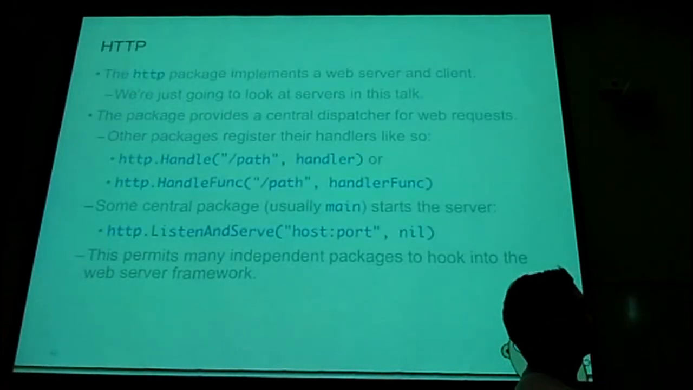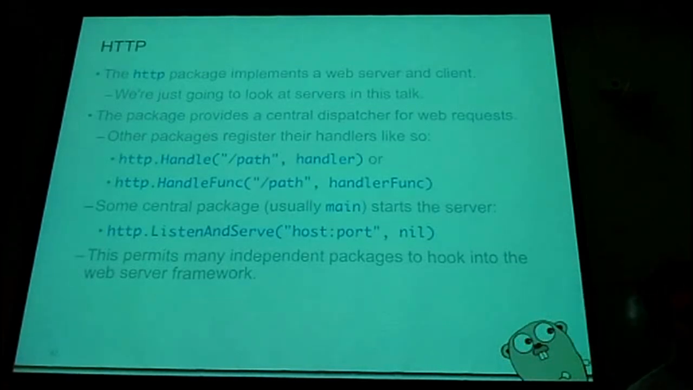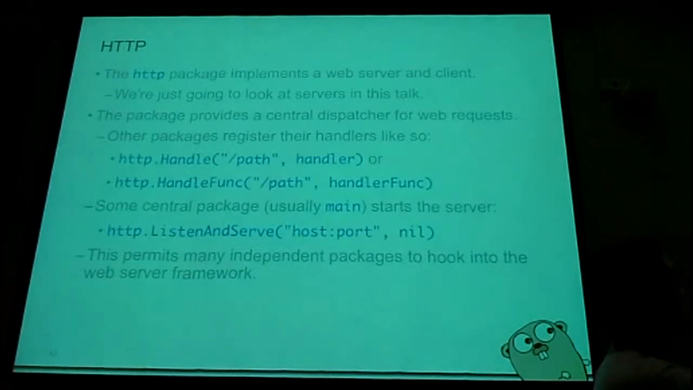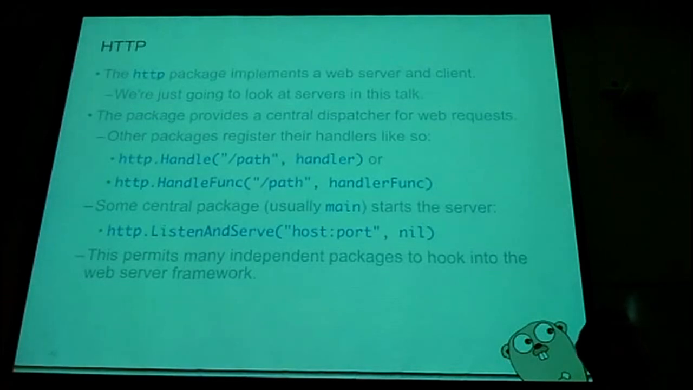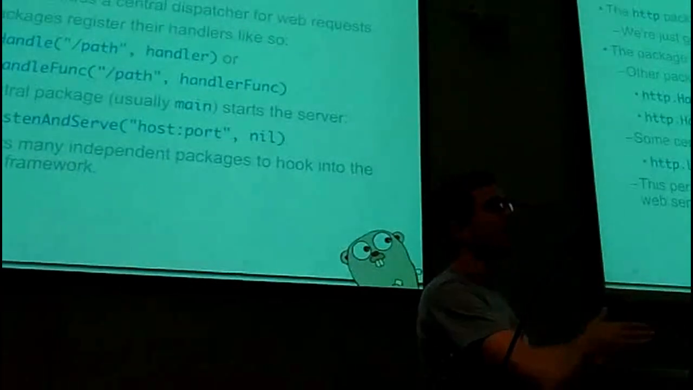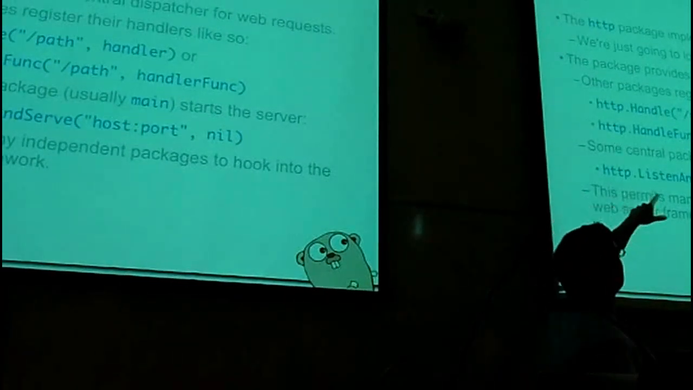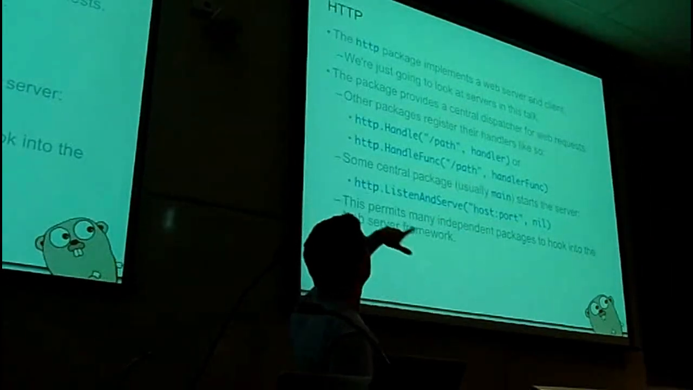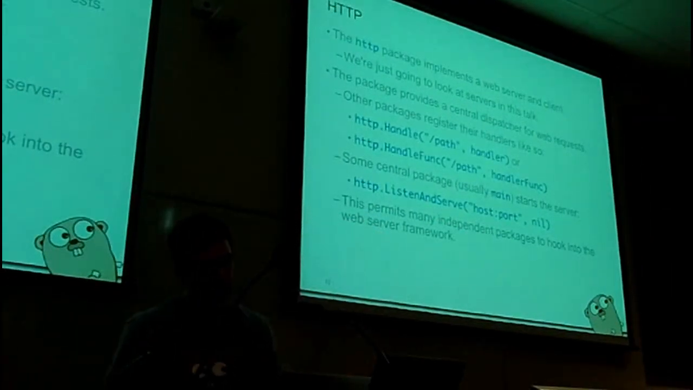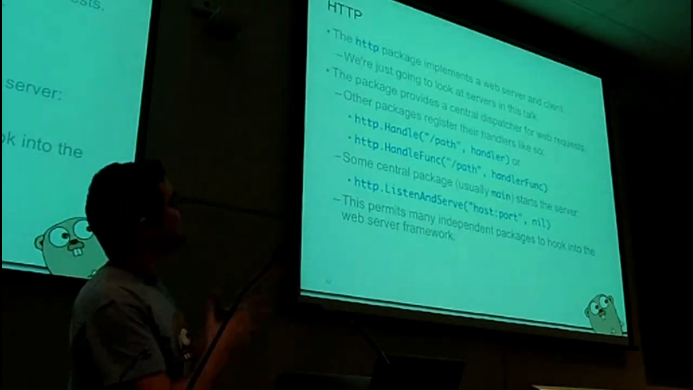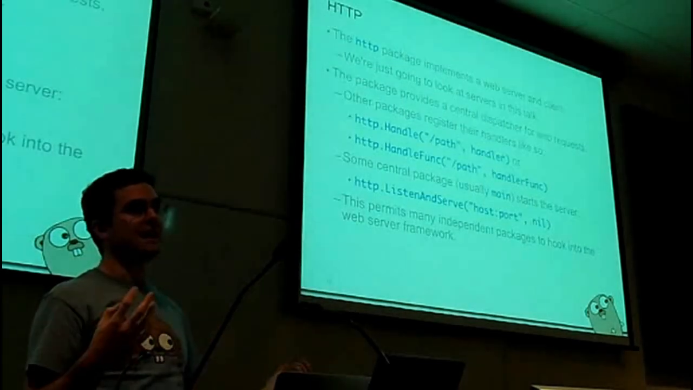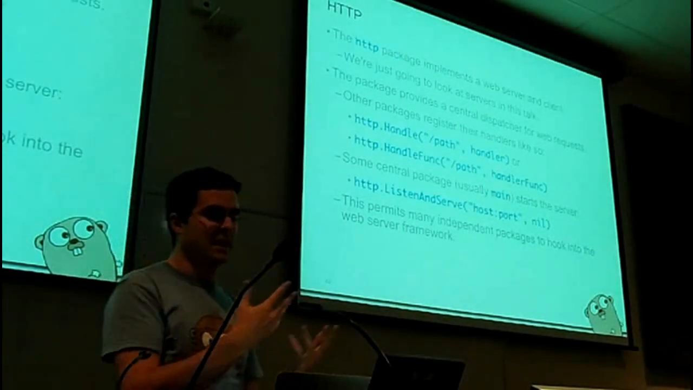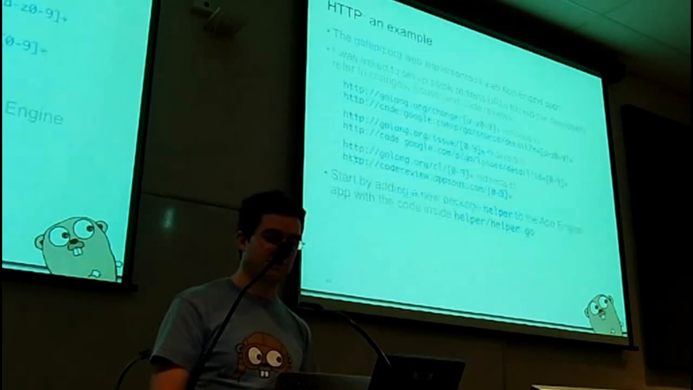We've already seen a bit of the HTTP package, but I'll give you another example of creating HTTP handlers. As I mentioned, the HTTP package has a central muxer, which you can register paths with. So you register a handler with a given path, by calling the handle function to register a handler object, or handle func to register a handler function. This means that many independent packages can register HTTP handlers without needing to know about each other or pass through anything other than the base HTTP package itself.